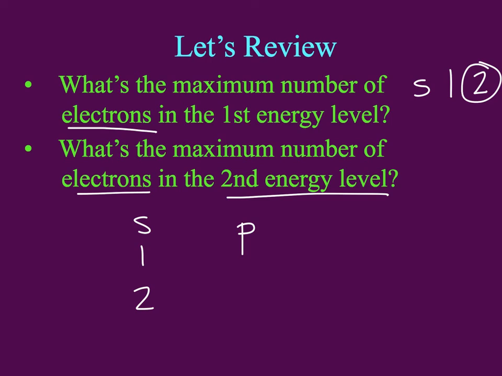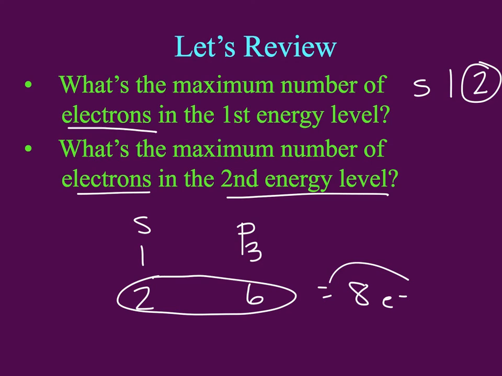And then how many different p orbitals are there? There are 3 different p orbitals. And then you can fit 2 electrons into each one. So that's a total of 6 electrons. So you're going to add these up together. And then that's how you will get 8 electrons in the second energy level.